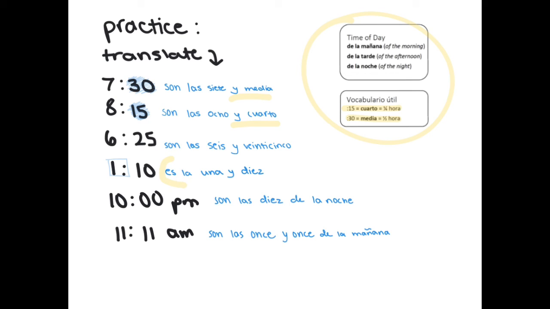1:10 would be es la una y 10, because the es la una indicates the 1 o'clock, and the y 10 is the minutes, and that formula is for all of the answers. And then 10 p.m. is son las diez, but to indicate the p.m. it's de la noche. And then 11:11 a.m. is son las once y 11 de la mañana, of the morning.